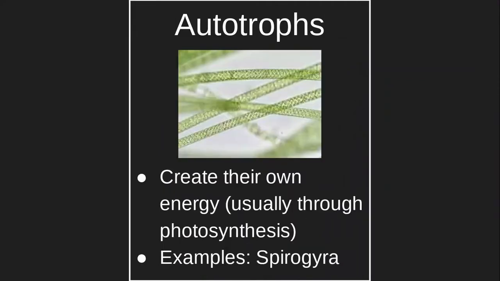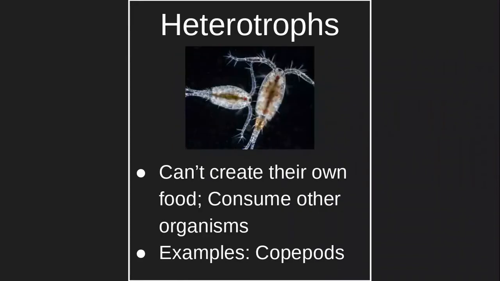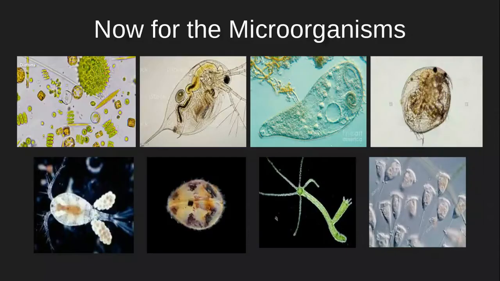We can also group organisms by ways they consume nutrients. Autotrophs create their own food, usually through photosynthesis, and heterotrophs consume other animals for their food. And now for the main point, the microorganisms.